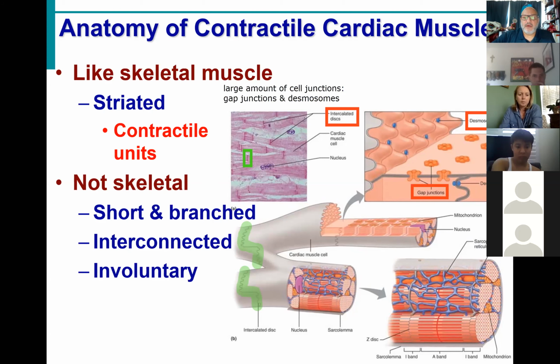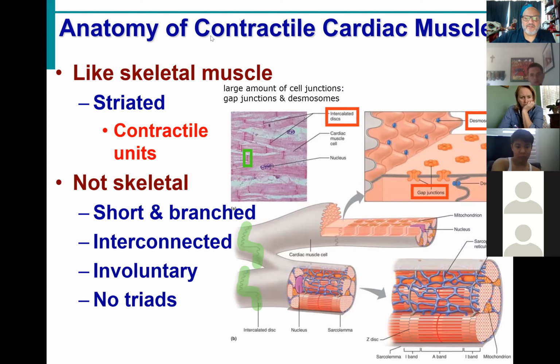Excellent. Again, it is involuntary, can't be voluntarily controlled, right? But like I said, not identical. Notice we do have transverse tubules. We do have sarcoplasmic reticulum, but we don't have the enlarged terminal cisternae. We don't have triads that form within this region as well.